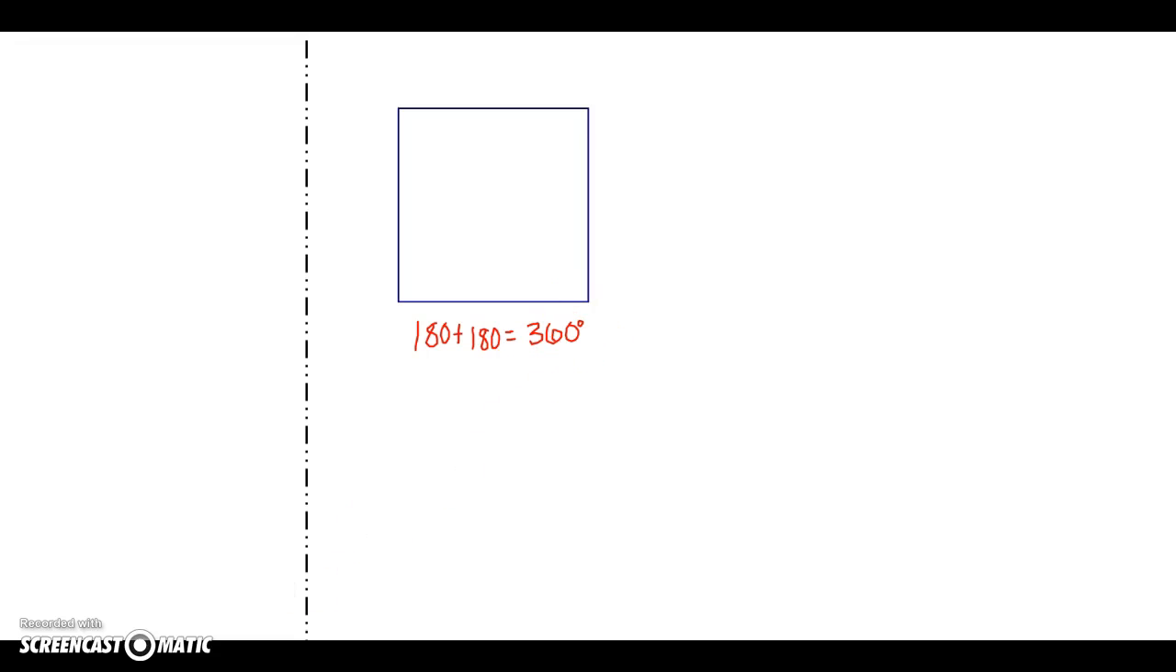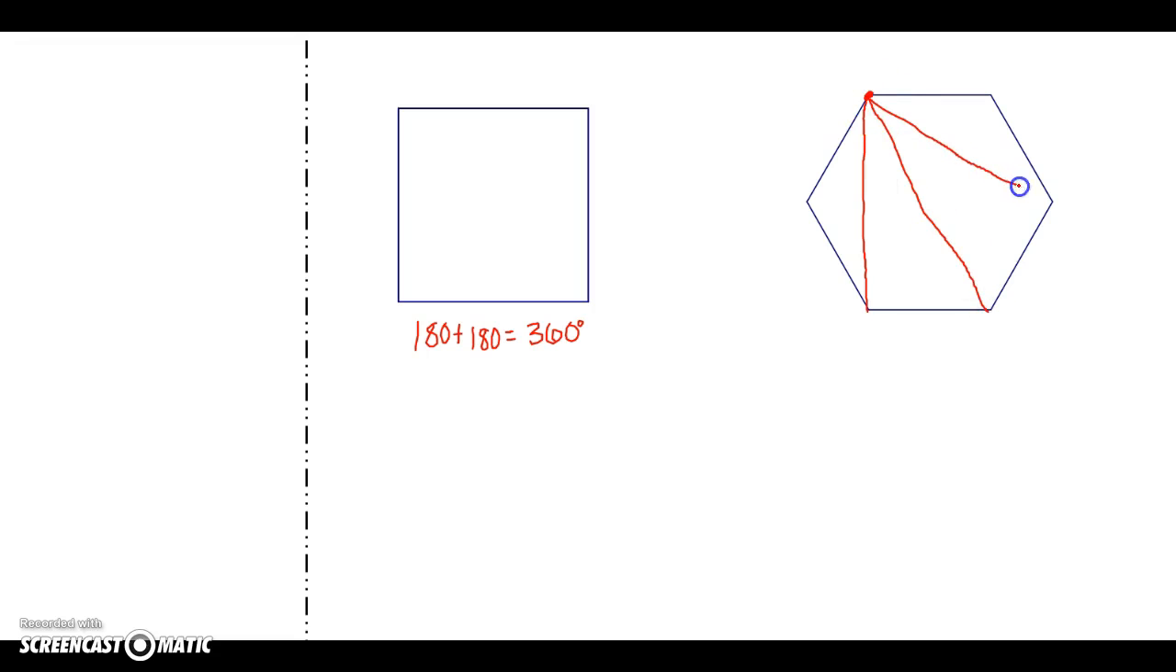Okay, now let's look at a hexagon. This is a six-sided figure, a hexagon. Let's say again I pick one point, one vertex, and I draw in all the diagonals from that one. So that's one, and that's one. Okay, how many triangles do you see here? There's four. Each triangle is 180 degrees. So if I did 180 times 4, that comes out to be 720 degrees.